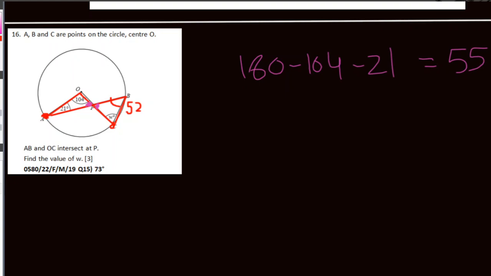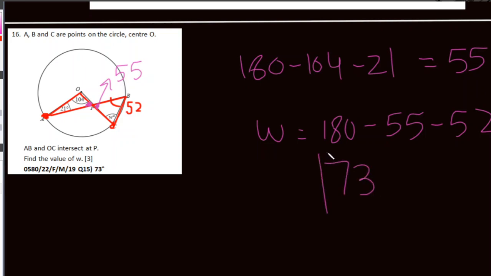So now these purple angles are 55 degrees, so we can find W by subtracting 55 and 52 from 180. We're getting 73, which is the answer.